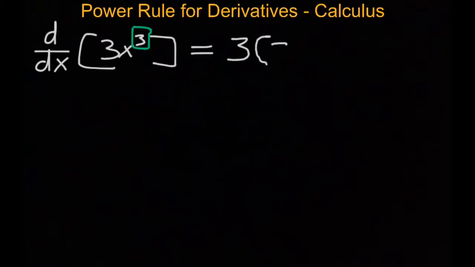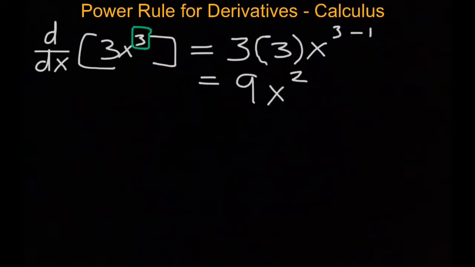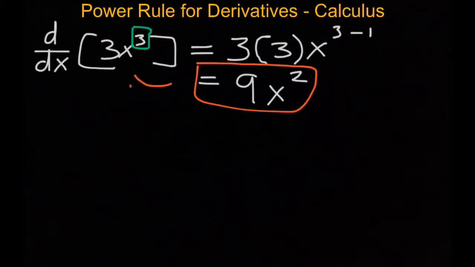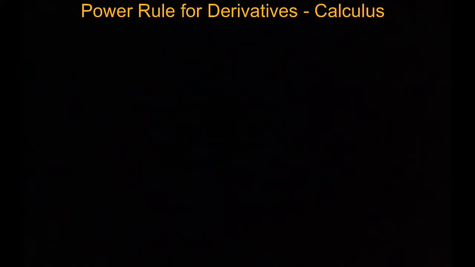3 times 3 times x to the power of 3 minus 1, which is 9x to the power of 2. And 9x to the power of 2 is the derivative of 3x to the power of 3. So try the next two questions.